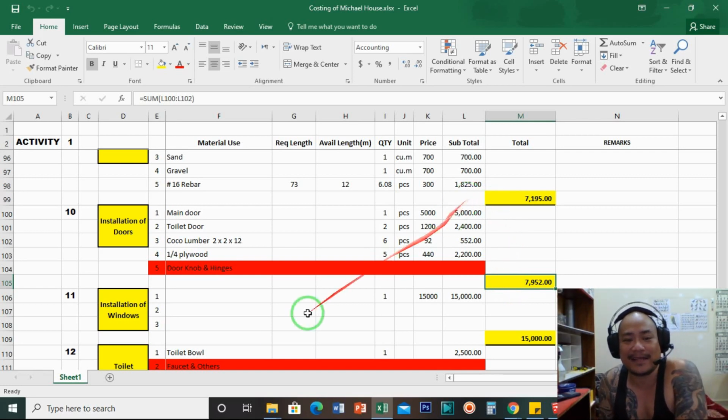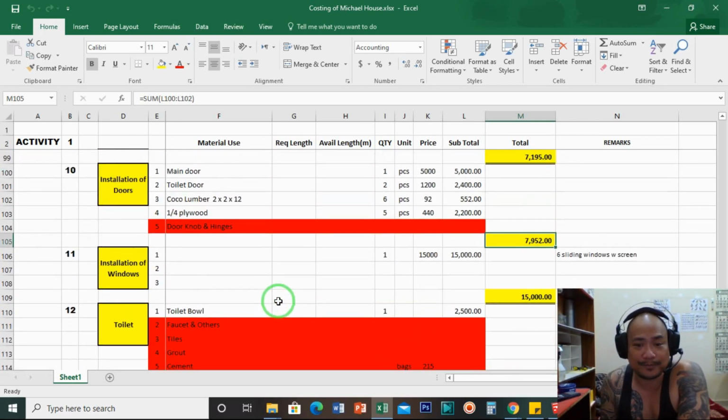Next activity is the installation of windows. My estimate for windows is around 15,000. My friend, we are just using a jalousie type window. We are not using the aluminum sliding type window. So my estimate for this one is around 15,000 for 5 windows.